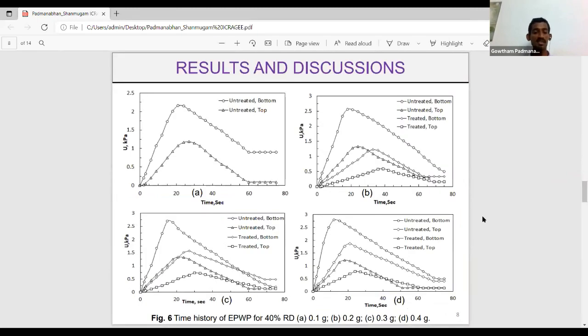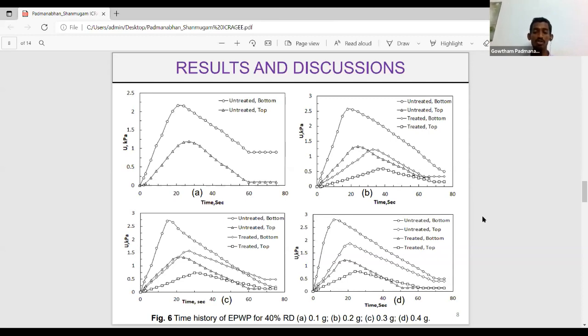Coming to the results and discussion, the time history of excess pore water pressure was observed using the pore pressure transducer and has been presented. From the figure, it is clear that for 0.1 g acceleration loading, no generation of excess pore water pressure was observed in the treated system. So it means that PVD was very effective in controlling liquefaction at 0.1 g for 40% sand density.